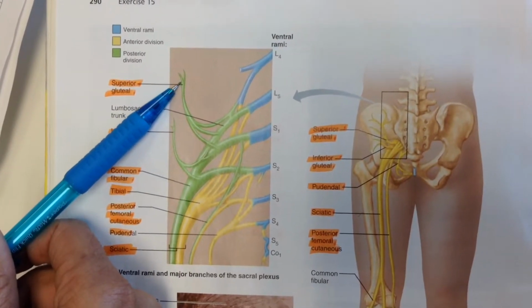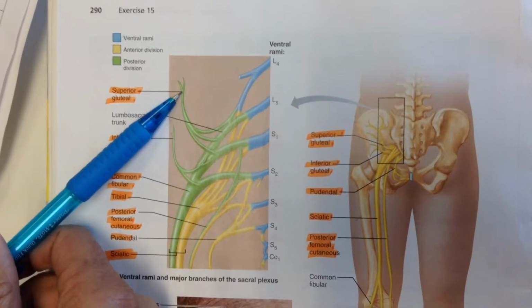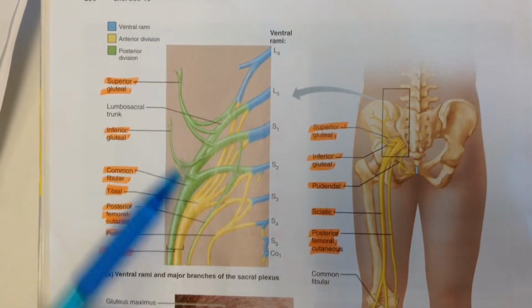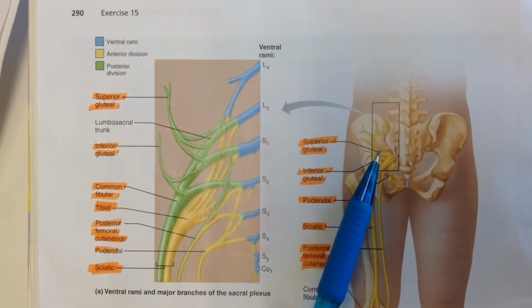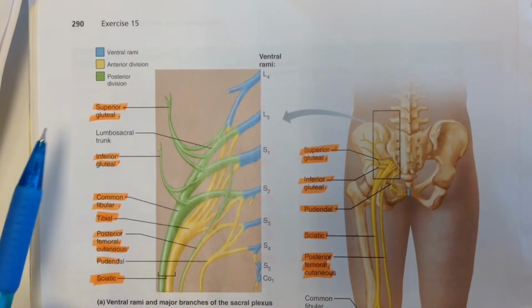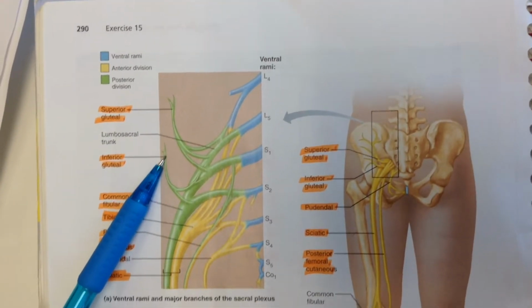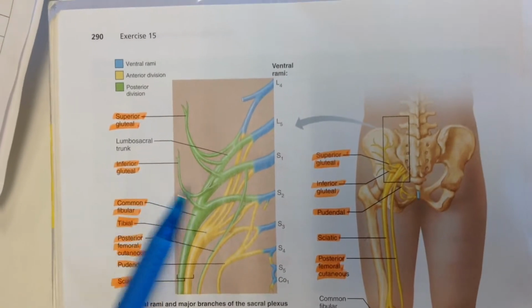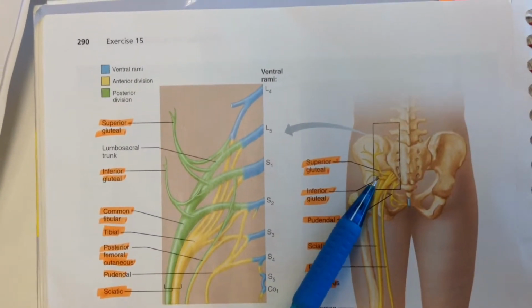Sacral plexus, superior gluteal, ventral rami L4 through S1. Motor structure served: gluteus medius and minimus and tensor fascia latae. Sacral plexus, inferior gluteal, ventral rami L5 through S2. Motor structure served: gluteus maximus.